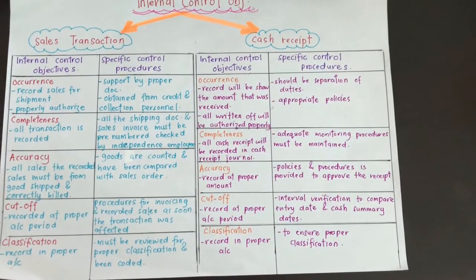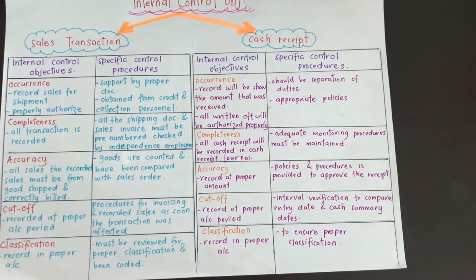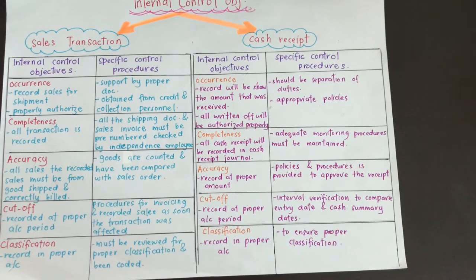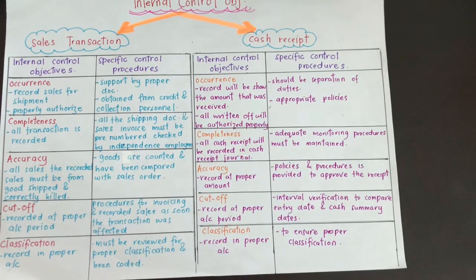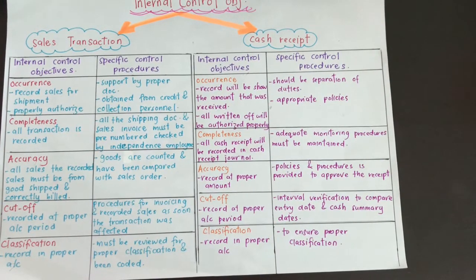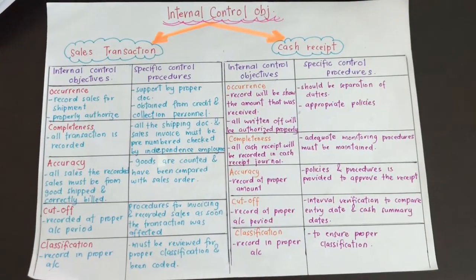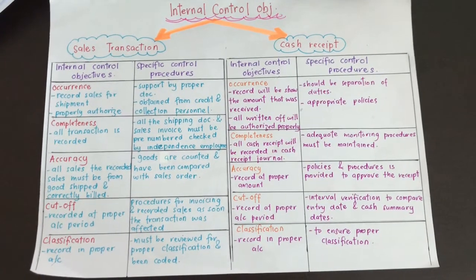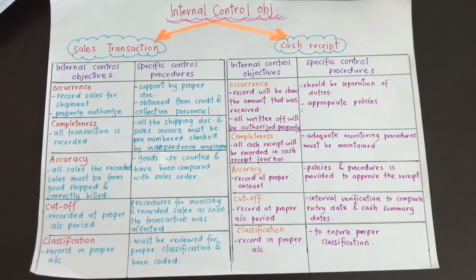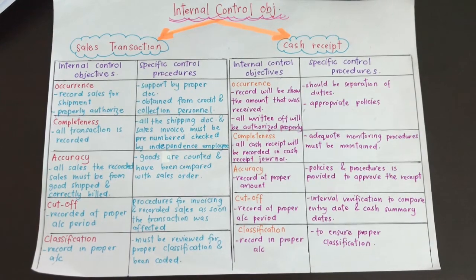In cash receipts, the occurrence internal control objective is that records show the amounts received from honest customers, and all write-offs are properly authorized. Meanwhile, the specific control procedures are separation of duties and appropriate policies. Completeness, as an internal control objective, means all cash received is recorded in the cash receipt journal. Meanwhile, for specific control procedures, adequate monitoring procedures must be maintained.